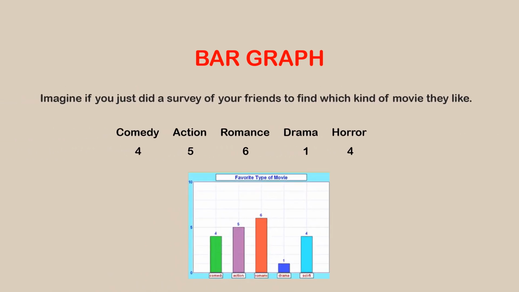Let's imagine you just did a survey of your friends to find out which kind of movie they like. Instead of representing the collected data in a numerical format, we can represent the data using a bar graph. Using this bar graph, we can easily understand that most of the students like romantic movies and only one person liked drama.